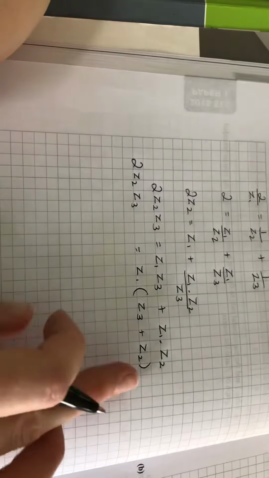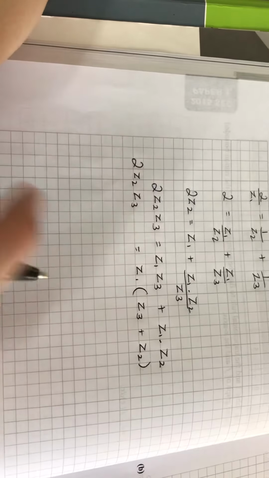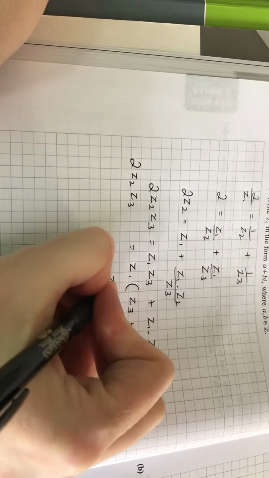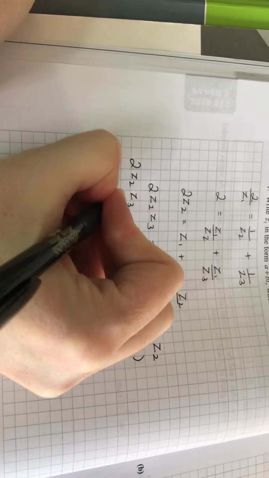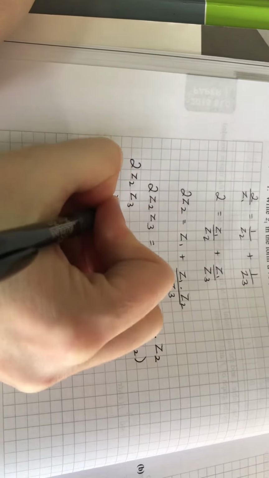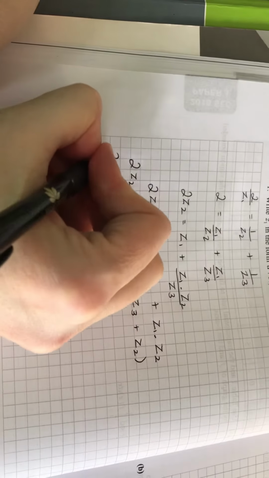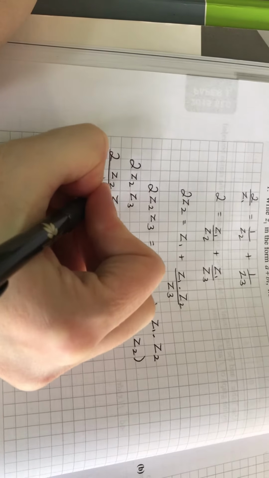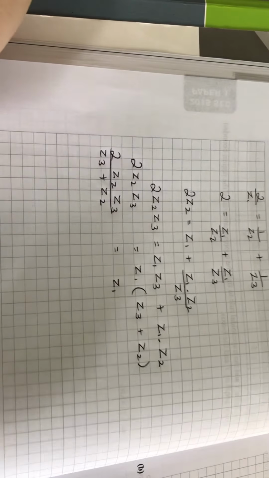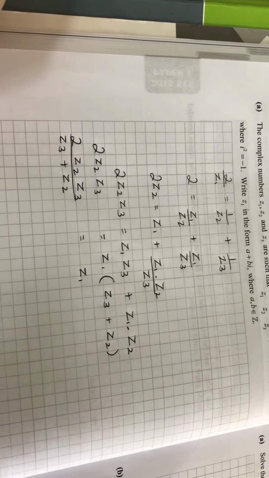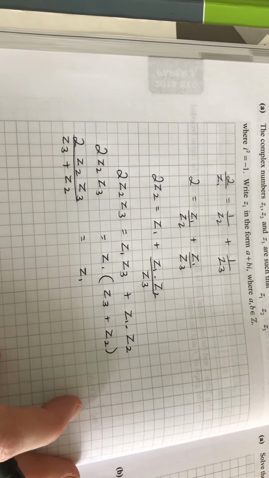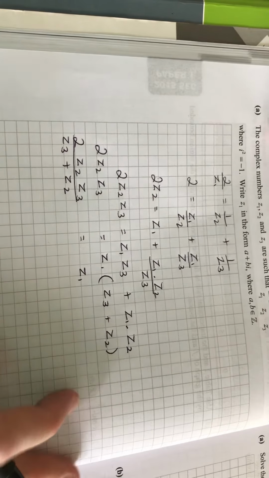And this now tells me, so divide both sides by this. If I want Z1, I need to get 2 times Z2 times Z3 and divide it by Z3 plus Z2. I might run out of space here, but if I do, I'll just go to a page in a minute for rough work at the back.